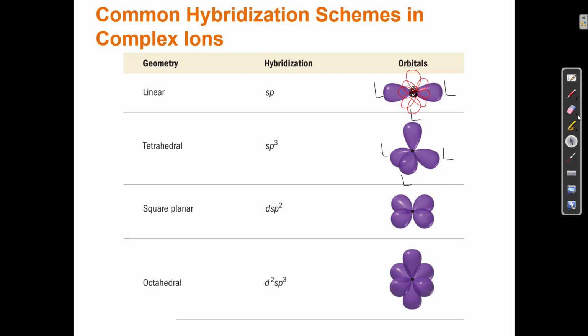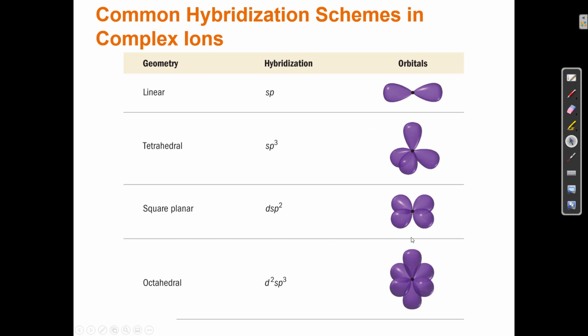So we're going to look at how, depending on the geometry of the complex, whether it's linear or tetrahedral or square planar or octahedral, the electrons that the ligands are bringing in are going to interfere with the electrons that are already there, right? So we have to analyze these shapes against these shapes. So let's do octahedral first.